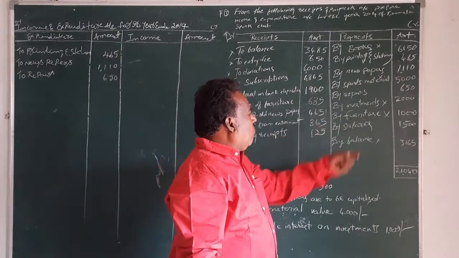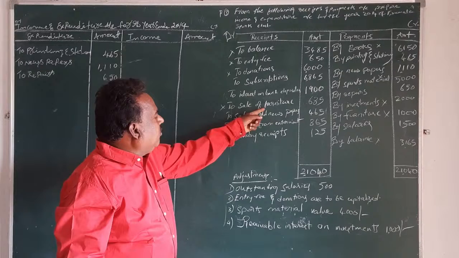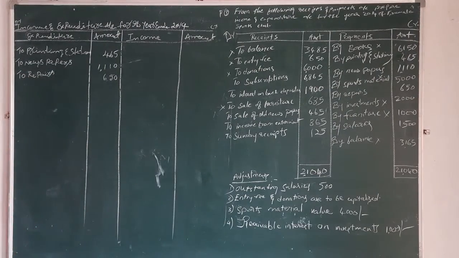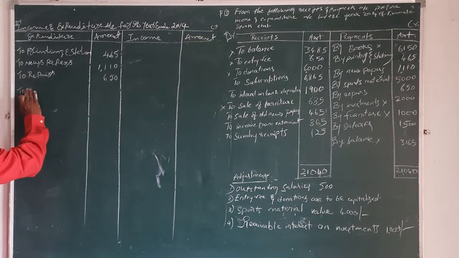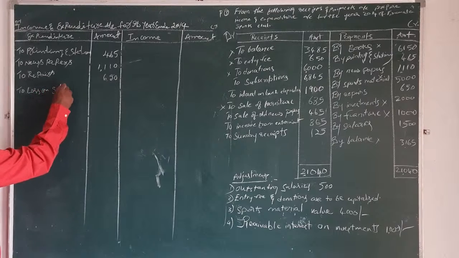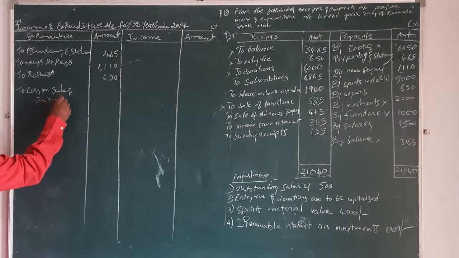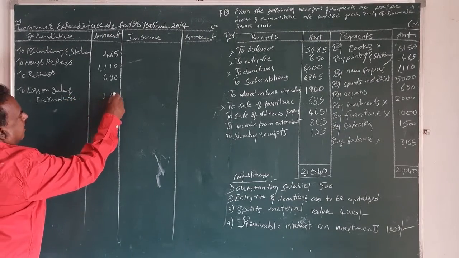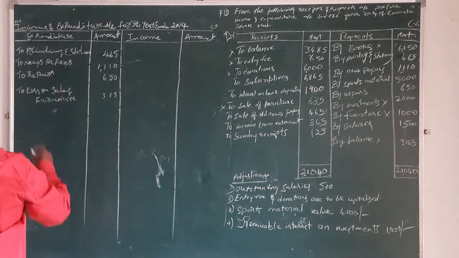Similarly, furniture 1,000, sale of furniture 685. There is a loss of 315. So it must be recorded. It must be a revenue loss to the non-profit organization. So loss on sale of furniture, 315.